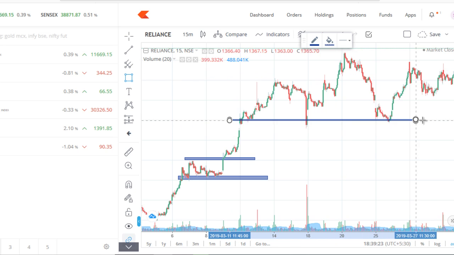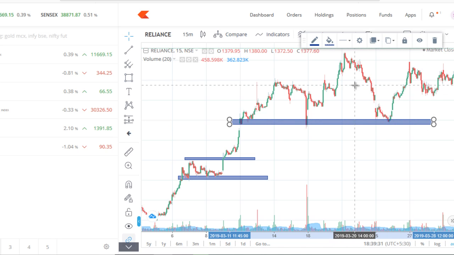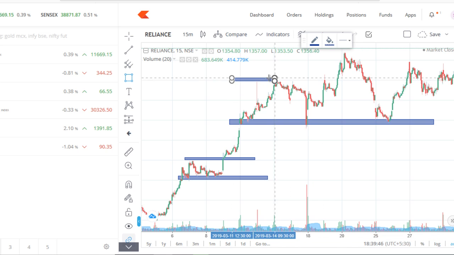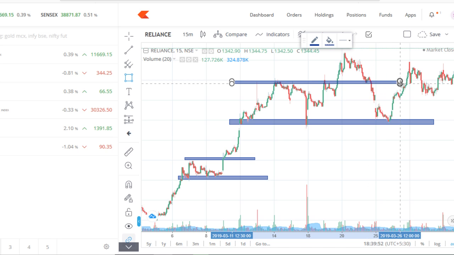And this was tested many times. So this is one more support the stock has found before making a further up move. But here if you see, at this point the stock has failed to move in the upward direction. This point is tested again. So this is the price level which is acting as resistance. The stock has to cross these resistance levels or support levels before making any further up move or down move.